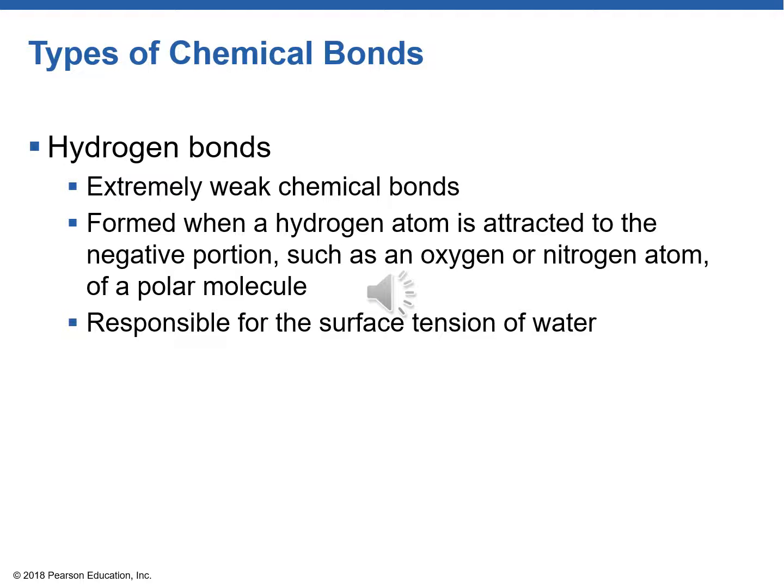So building on that idea of having polarity or charge in our molecule, we can then have hydrogen bonds. These, as it says, are very weak bonds. They're formed when the hydrogen atom, which has a positive charge, is attracted to the negative side of another molecule. And there's just a little bit of attraction there, and it actually causes surface tension.